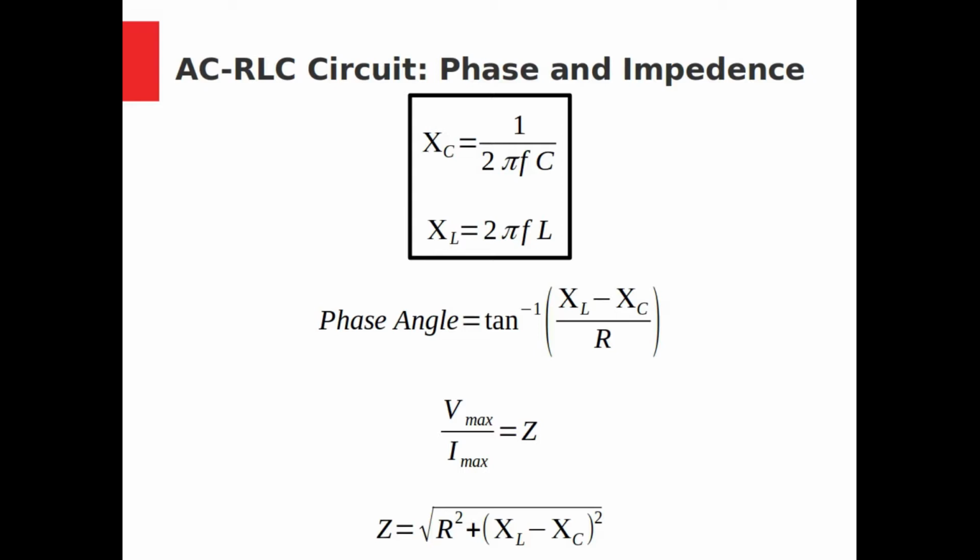The ratio of the amplitudes is called impedance and is symbolized with the letter Z. Impedance equals the square root of resistance squared plus chi sub L minus chi sub C whole squared.